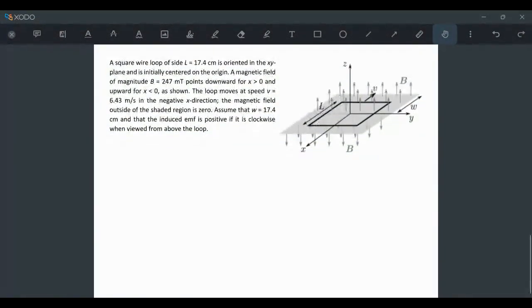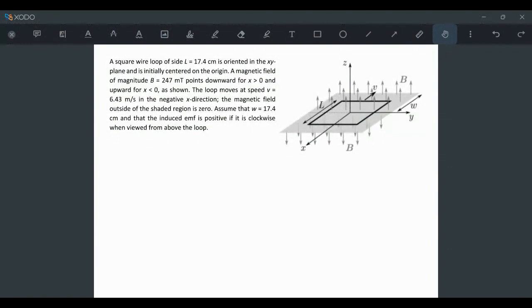And finally, the last problem here deals with Faraday's law and Lenz's law, which are typically applied simultaneously. So we're told we have a square loop of wire, side length L, and it's in the XY plane, centered about the origin in this region here with magnetic field.